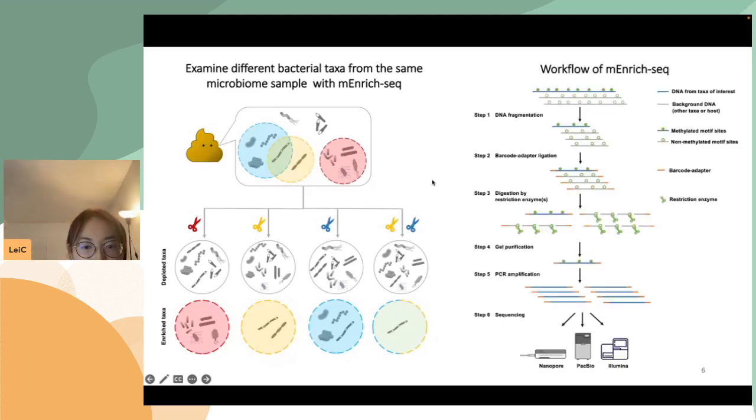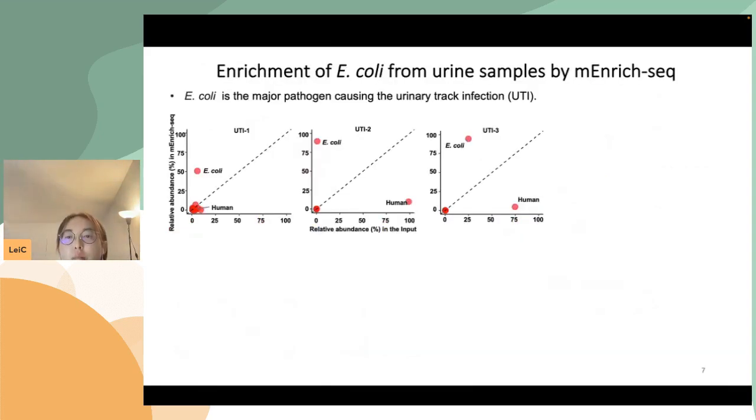So with this core idea, we incorporate it into our library preparation steps, with the highlights of the gel purification to largely get rid of the background DNA, and also the PCR amplification, which helps us to enrich our target species. And more importantly, our current method is generally compatible with all sequencing platforms. So for the next few slides, I will give some real applications. Firstly, we use mEnrich-seq to enrich the pathogenic E. coli from the urine sample, which causes the urinary tract infection for these patients.